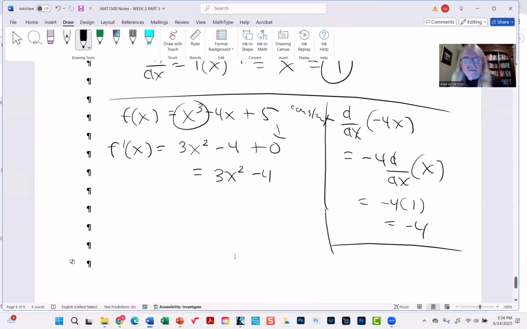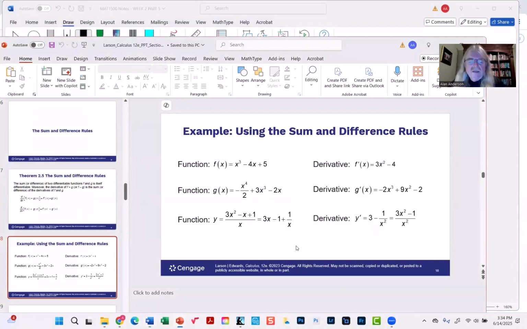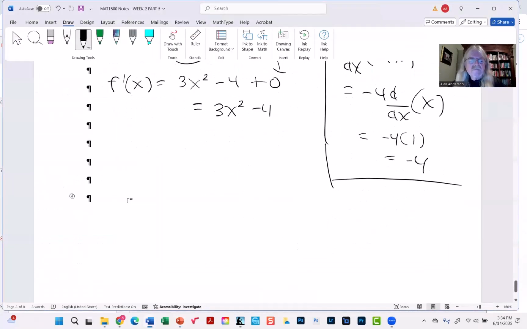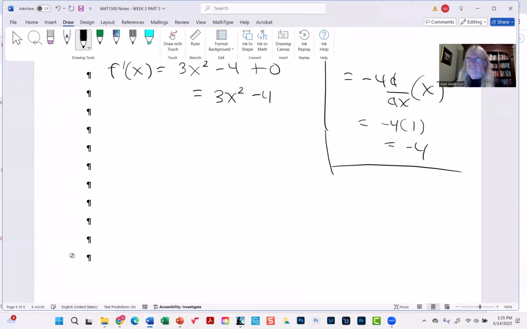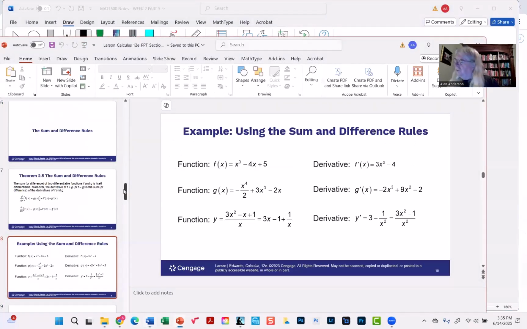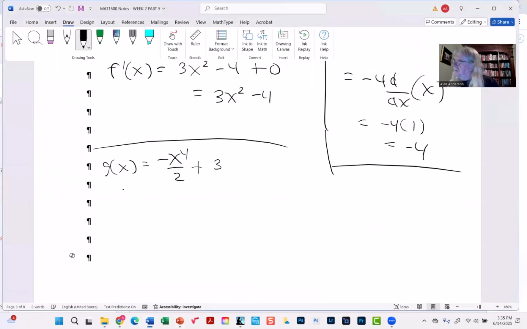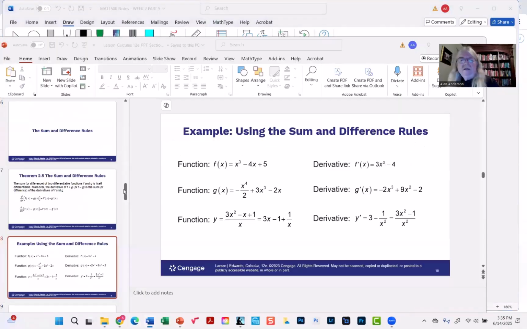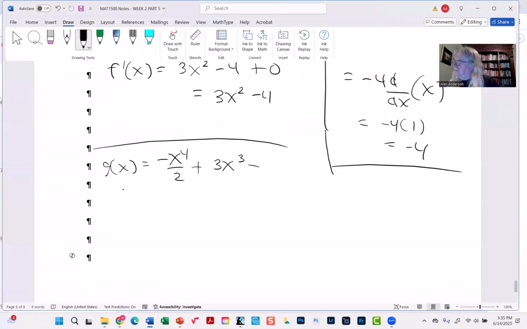All right, then. Let's see, what else do they have for us? Negative x to the fourth over 2 plus 3x cubed minus 2x. All right, so again, we're basically breaking this up into three separate terms. We're taking each derivative separately and then combining them.